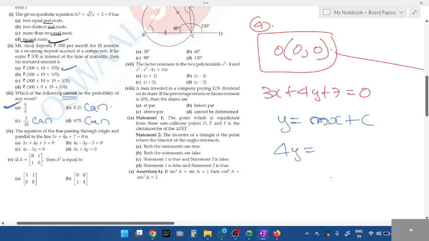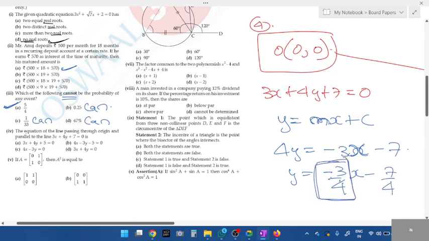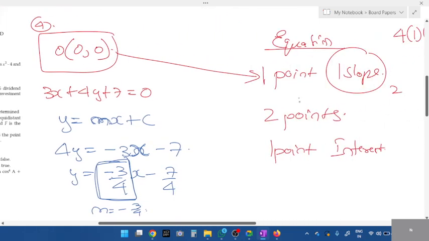Okay, convert this. 4y will remain as it is. What happens to 3x? It becomes minus 3x. And what happens to 7 if it goes to the other side? Okay. Before y, there shouldn't be any number. What happens to 4? It gets divided. So what is the m value, students? m equals minus 3 by 4. Is this clear? All of you understood? Okay. So what are the two values we have? One point and one slope.